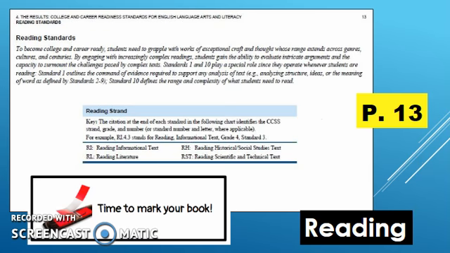Next, mark page 13. This is the beginning of the reading standards. The 10 reading anchors are included here, including Anchor 10, a chart that defines the range and complexity of what students need to read.